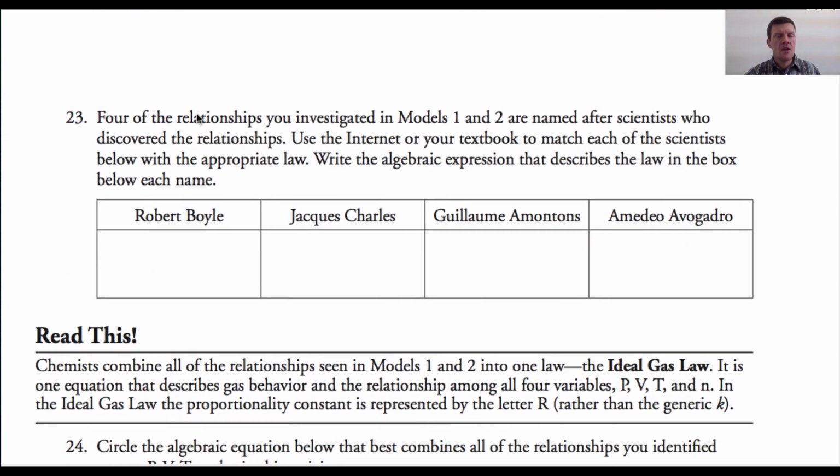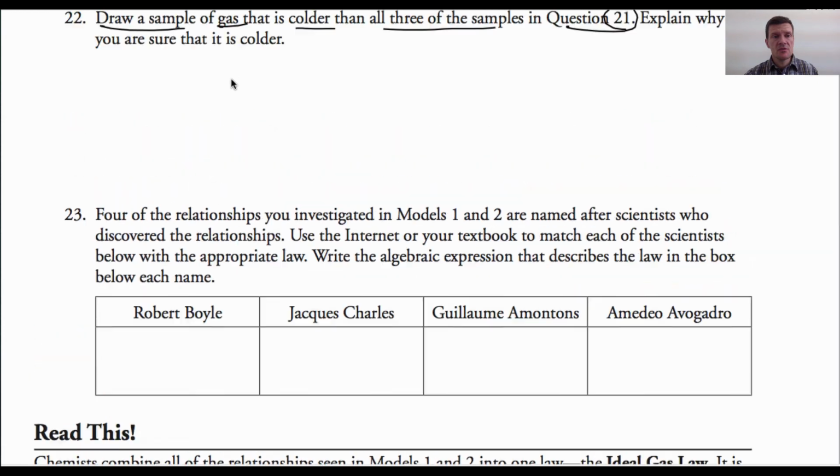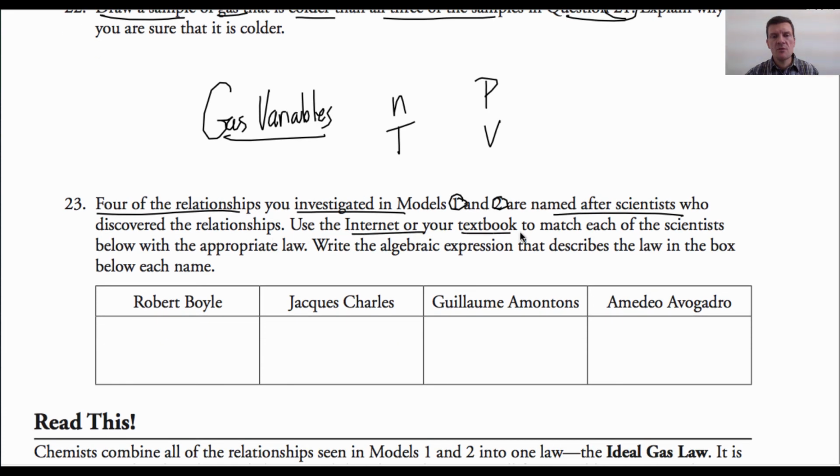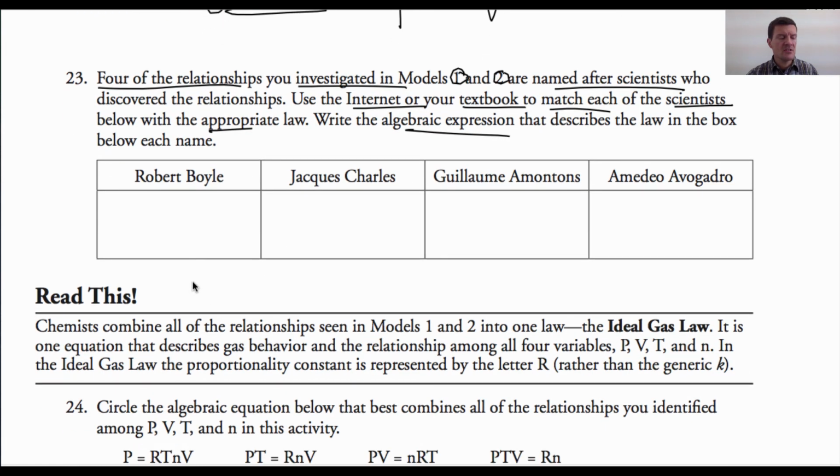All right. We've been talking about gas variables and the relationship between all of these. Again, number of particles, temperature, pressure and volume is really what we're looking at. Okay? It says here, 4 of the relationships you investigated in Model 1 and 2 are named after scientists who discovered the relationships. Use the internet or your textbook or some other source to find the scientists who discovered these laws, okay? And we're going to write the algebraic expression that describes the law in the box below each name.